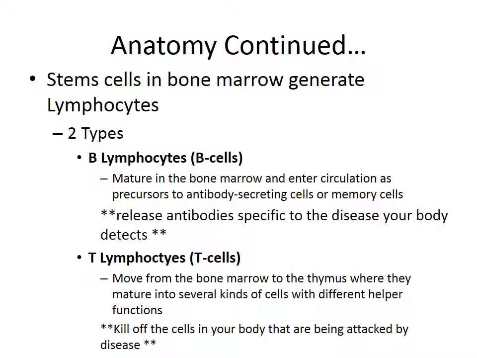Stem cells in bone marrow generate lymphocytes, and there are two types of lymphocytes. The B lymphocytes, or the B cells, mature in the bone marrow and enter the circulation as precursors to antibody-secreting cells or memory cells. The B cells release antibodies specific to the disease your body detects. The T lymphocytes, or the T cells, move from the bone marrow to the thymus, where they mature into several kinds of cells with different helper functions. The T cells kill off the cells in your body that are being attacked by the disease.